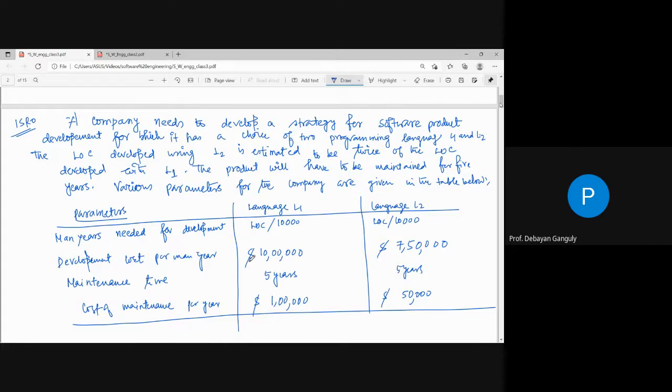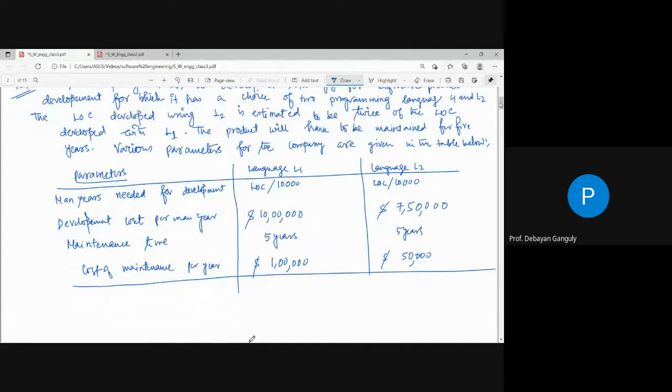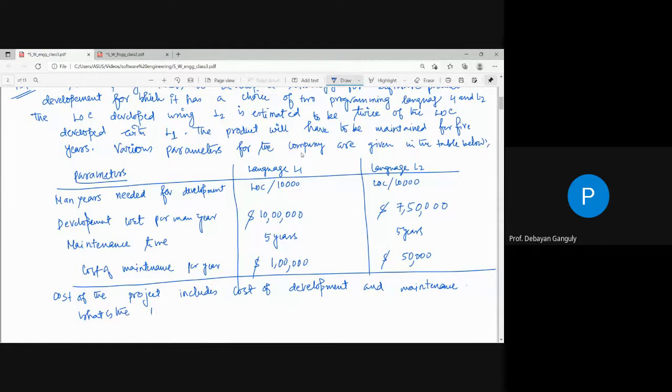So the question is, the total cost of the project includes cost of the development and maintenance. So what do you have to find? You have to find the cost of the project, which includes cost of development and maintenance. What is the line of code of L1 for which the cost of the project using L1 is equal to the cost of the project using L2.